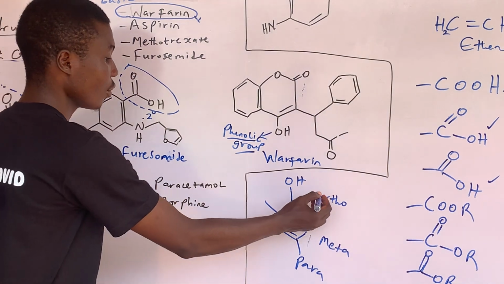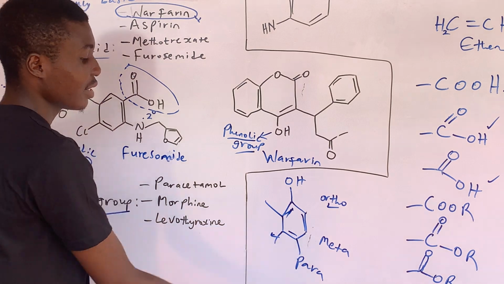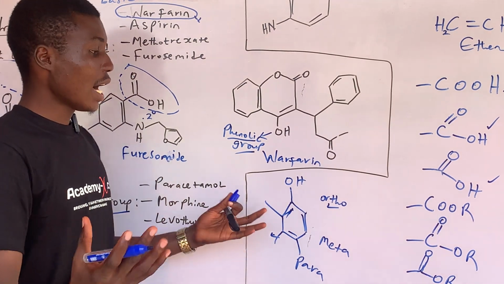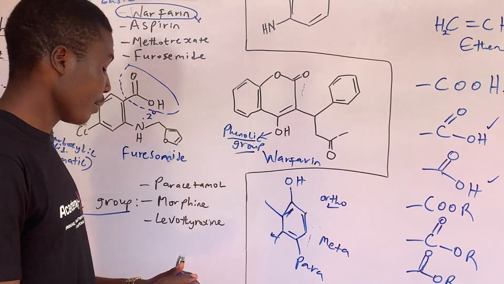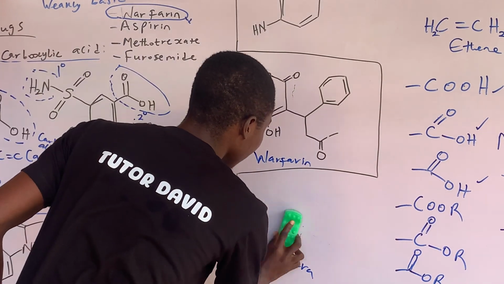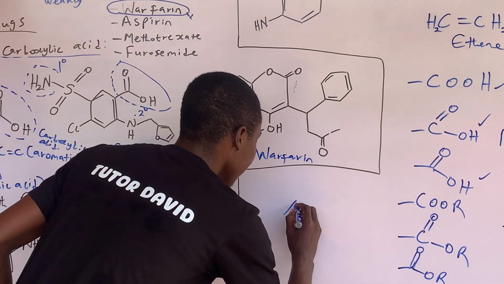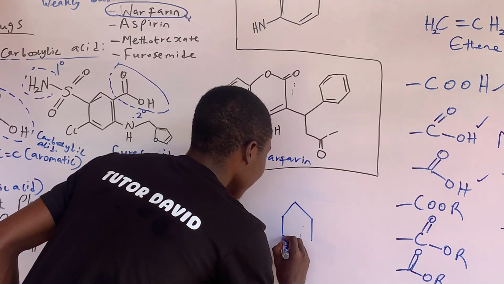Very simple. That is going to be ortho. If something is attached here, that's going to be meta. And something is attached here, that's going to be para. Another example for you, so that we can see different ways it can be used, is that we can have something like this.